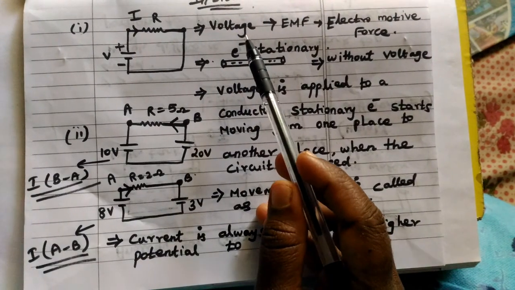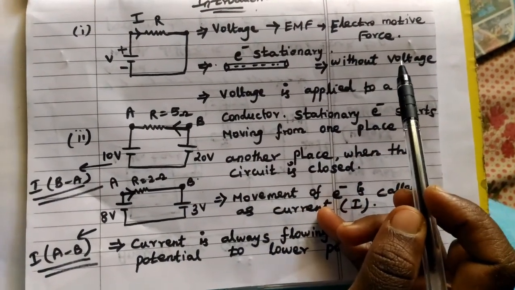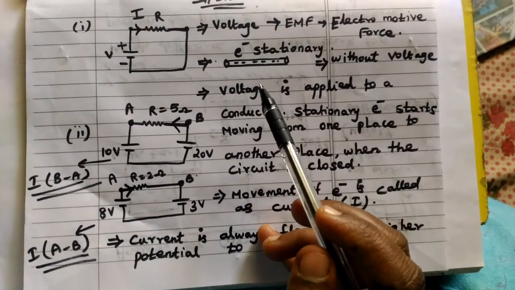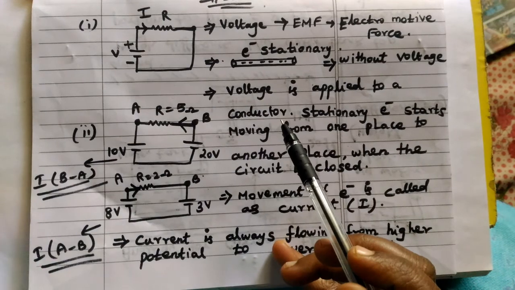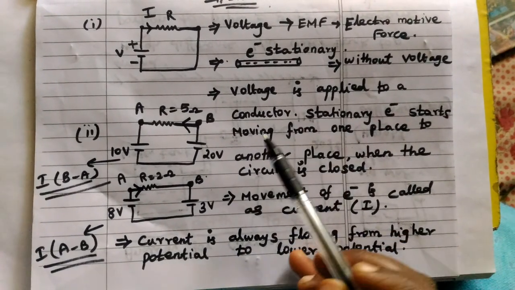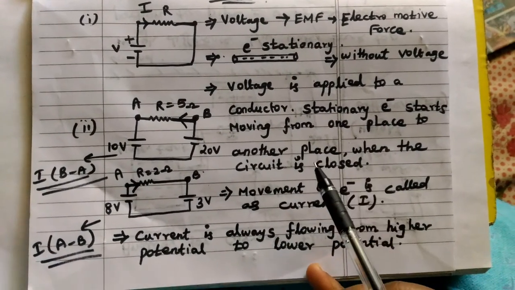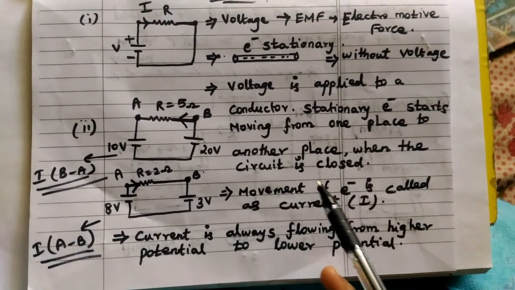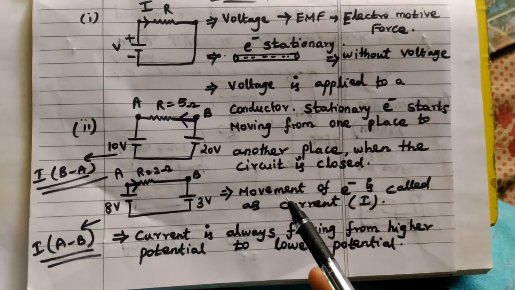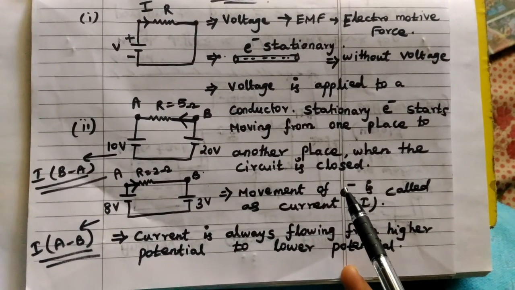So voltage is nothing but the electromotive force. Without any voltage given to the circuit, the electrons are at a stationary position. When the voltage is applied to the conductor or a circuit, those stationary electrons start moving from one place to another when the circuit is closed. That movement of electrons is called current. Okay, so this is nothing but current, the movement of electrons. E minus is nothing but electrons.